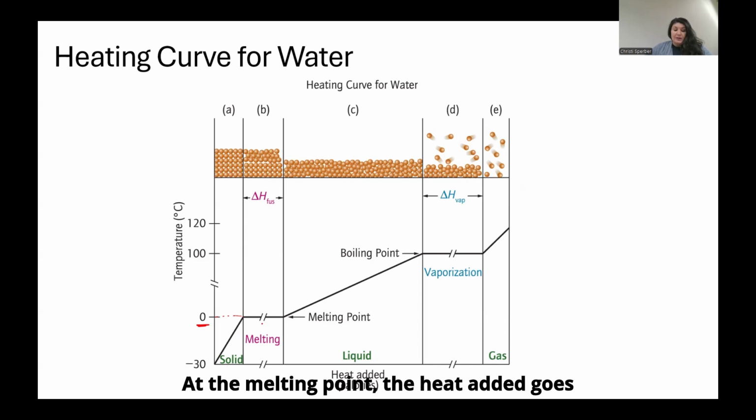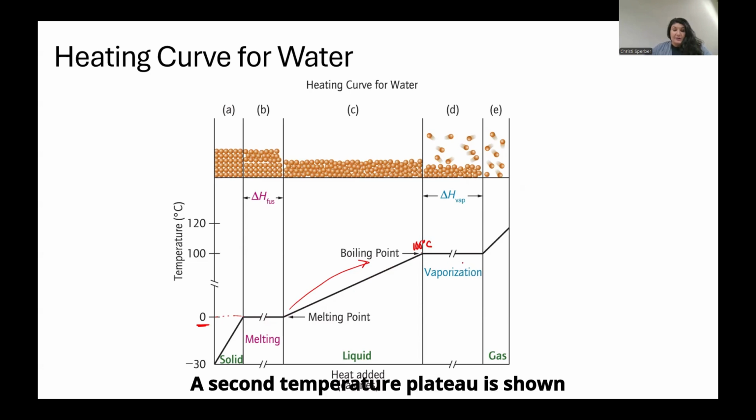At the melting point, the heat added goes into breaking the hydrogen bonds between water molecules, and this first plateau corresponds to the melting point of water at 0 degrees Celsius. Once all the ice has melted to water, then a linear increase in the temperature of water is again observed right here. So now you're heating up the liquid water until you reach the boiling point of water, which is at that 100 degrees Celsius mark.